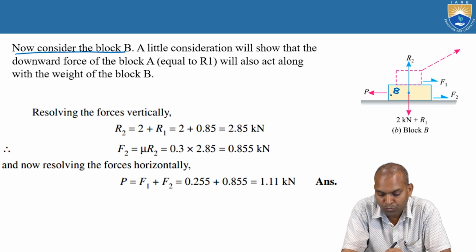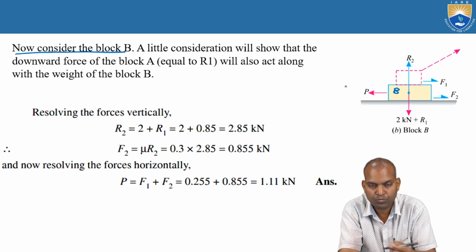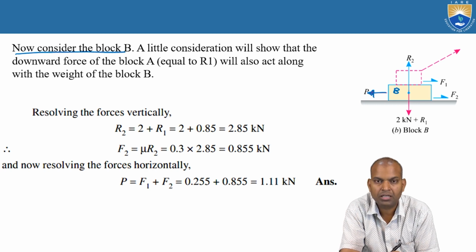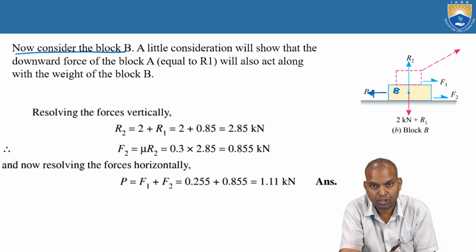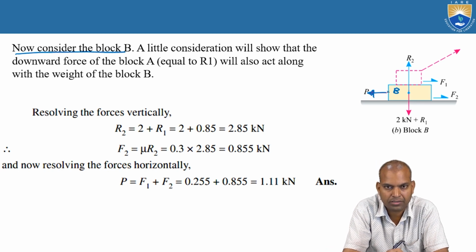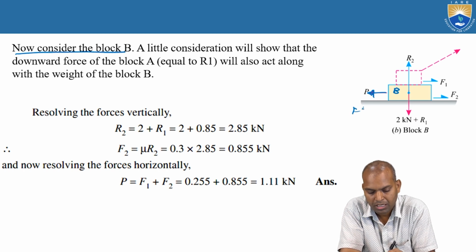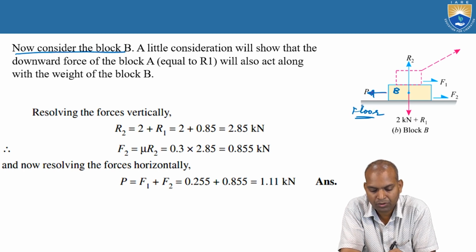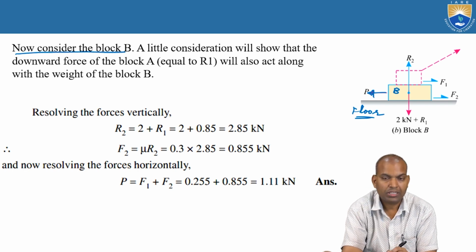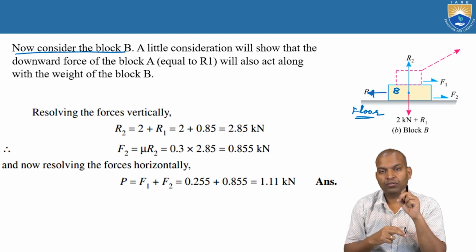When block B moves in this direction, it is pulled in the direction of motion. There are friction forces on the top and bottom, because block B is in contact with two surfaces: one is the floor and the other is block A. So it is the contact between the floor and block A.